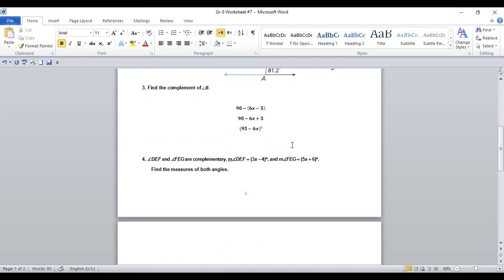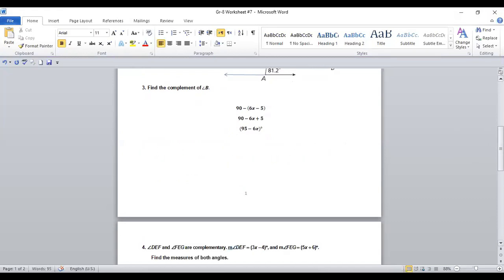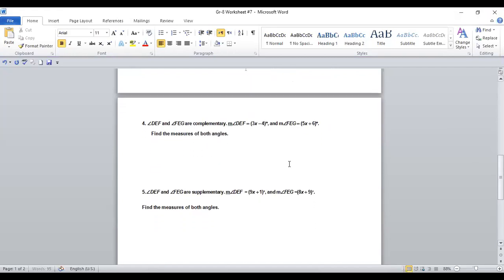Okay, now let's move on and check how we solve similar questions to the one I explained when I started this video. Angle DEF and angle FEG are complementary. Now this is the key word here. Complementary means it is 90 degrees. Angle DEF is 3x minus 4 and angle FEG is 5x plus 6. So both the angles are given. Find the measures of both the angles.